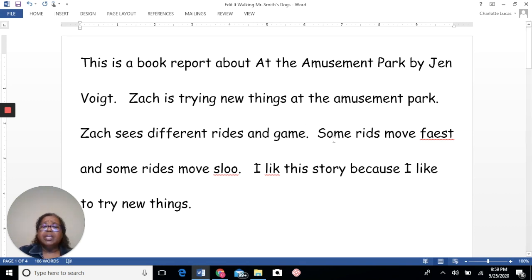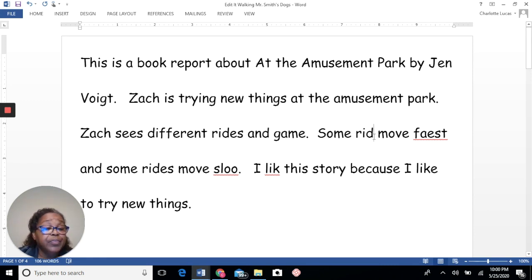Very good. Now, some rides, some rids. Oh my, let's look at this word. Wow. See, there are no squiggly lines under that, but guess what? If we take the suffix off at the end and read it this way, it will be rid. Some rid. I don't think that's what the author is trying to say.